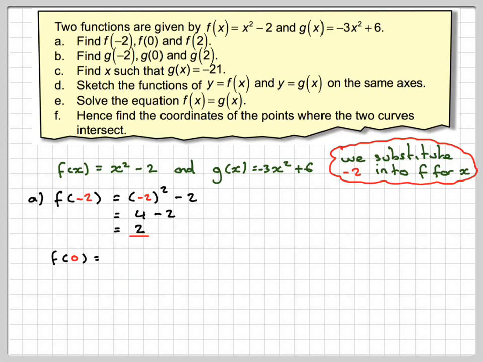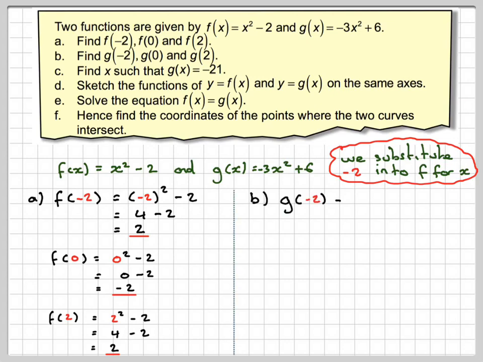F of 0 is going to be equal to 0 squared minus 2. That's 0 minus 2, which is minus 2. And f of 2 will be 2 squared minus 2. 2 squared is 4, 4 minus 2 is equal to 2. Notice that this one is the same as this one, and the main reason is that quadratics are symmetrical.